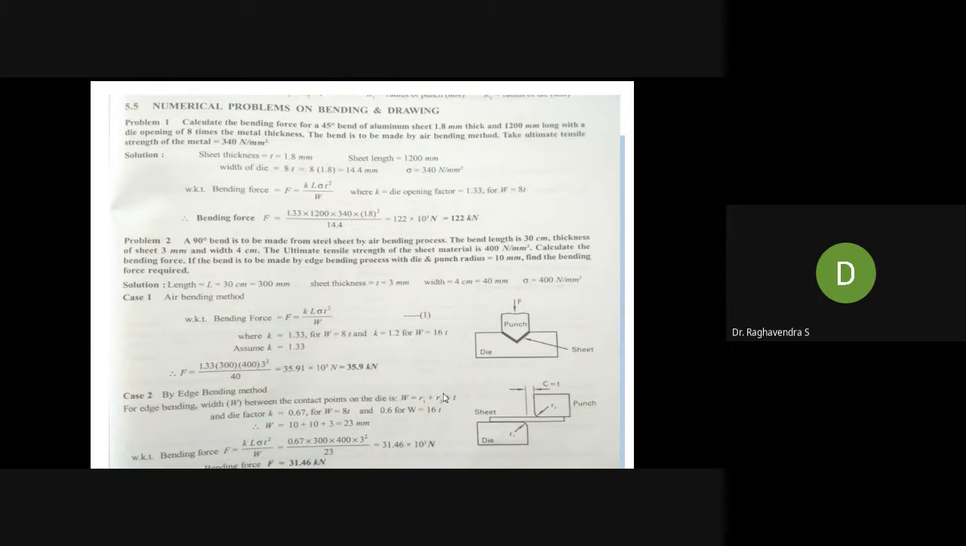So what you can understand from this question: there are two methods. One is the air bend method, the other is the edge bend method. Which one applies more force? When you go for the air bending method, we need to apply a little more force to bend it 90 degrees. Whereas in the edge bending method, with one die and one punch in a different style, the applied force is comparatively much less. The value is almost 4 kilonewton lesser than the air method.